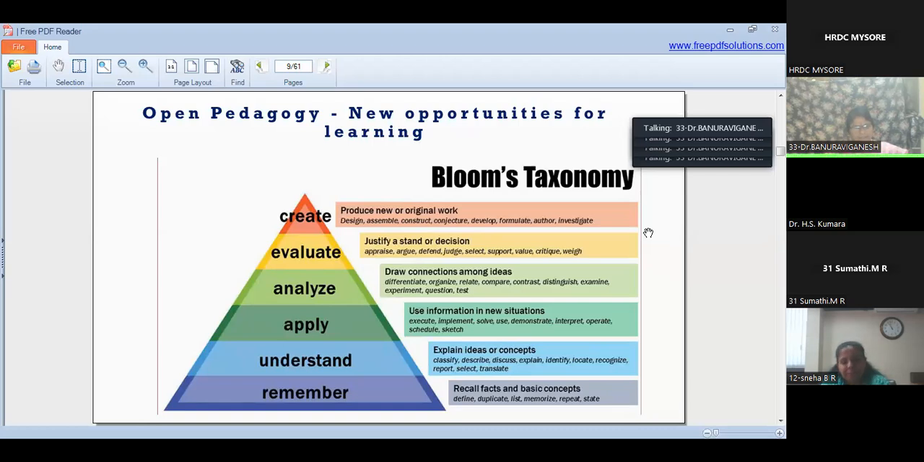This is something that needs to be done through the entire process of the semester, starting from the beginning: which component you are going to use for creativity, which component for evaluate, and which component for analyze.